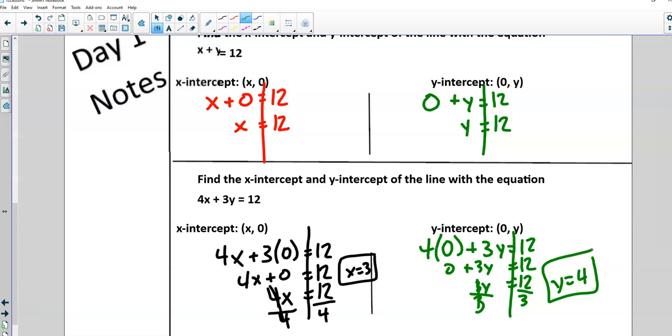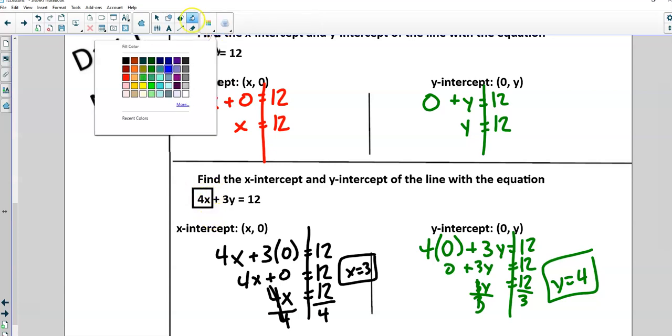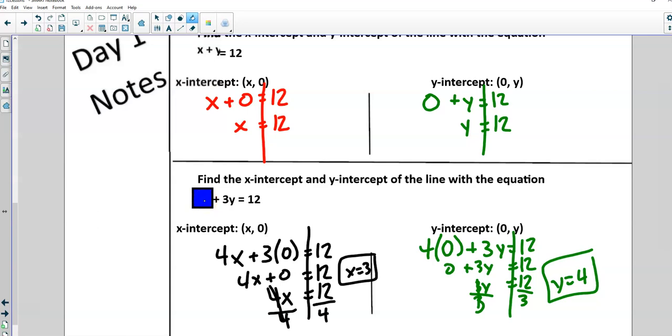The other way that I like to explain it, which you can't see because you can't see my screen right now, is I like to cover one up, because I know if I multiply anything by 0, it pretty much goes away. So if I'm just looking at 4x plus 3y equals 12, make a box here and cover up my 4x. Well, now I'm just looking at 3y equals 12. Well, if 3y equals 12, 3 times 4 is 12. I can figure that out.